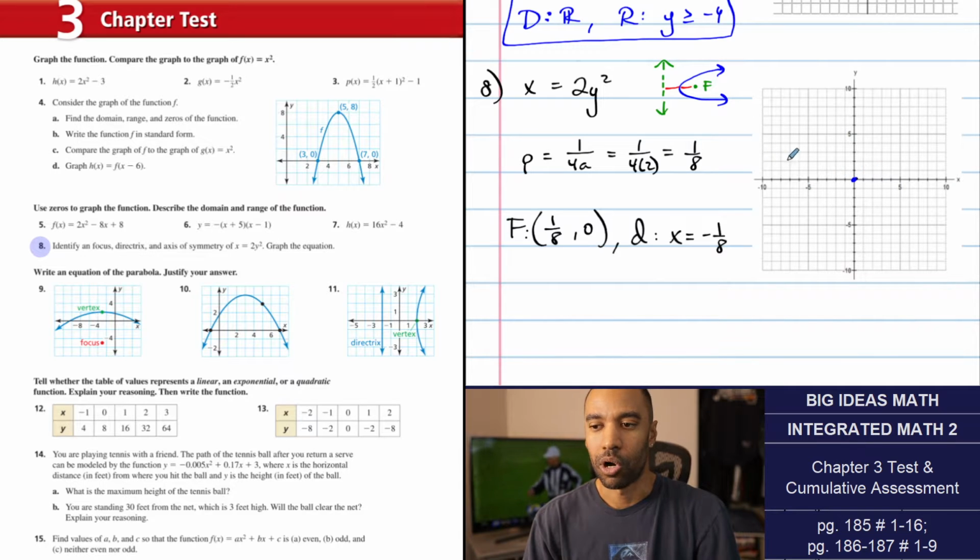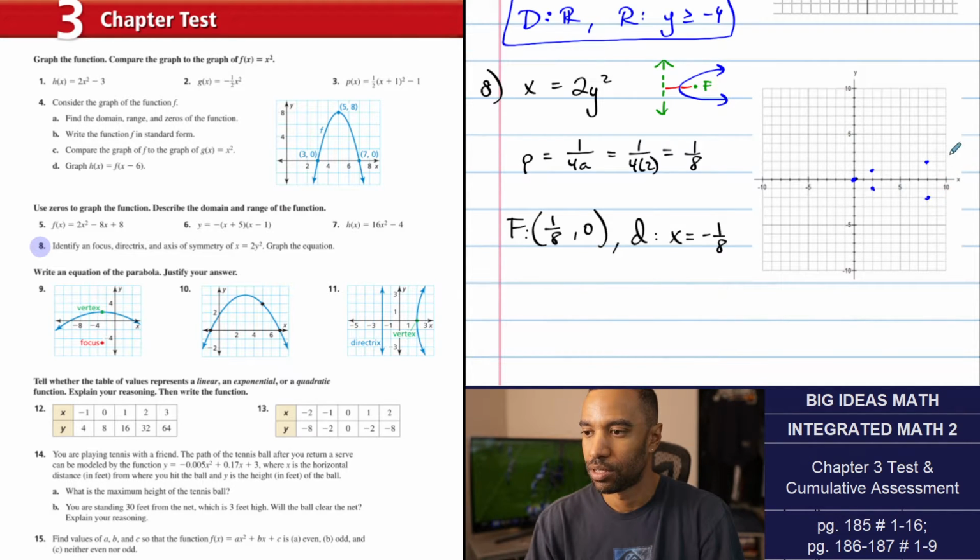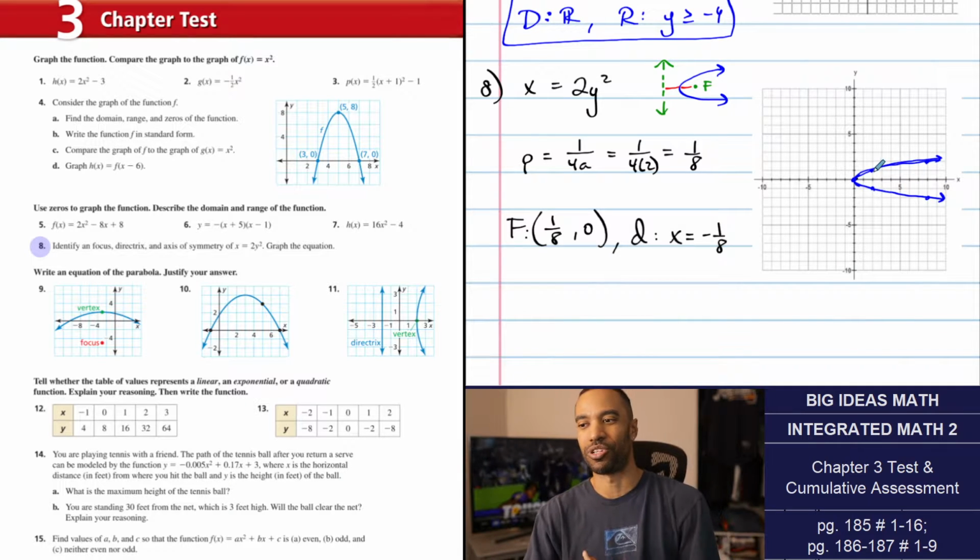Drawing the graph from here, it's a horizontal stretch by a factor of 2, up 1 over 2, down 1 over 2, up 2 over 8, down 2 over 8, like that. Whoops, that's not down 2. And that's going to be the graph. I remember that section being very rocky when it came to the kinds of graphs they had us do, especially when it came to certain fraction bits.